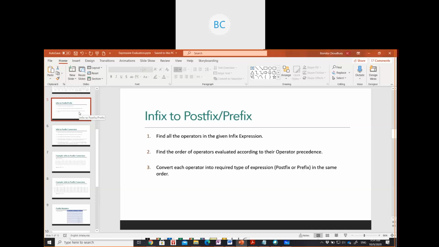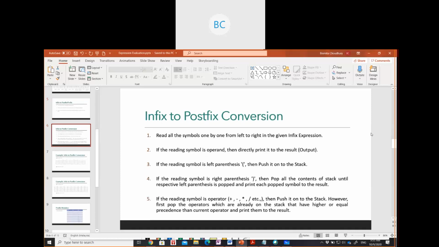So your first step will be to find all the operators in the given infix, then find the order in which the operators are evaluated according to their precedence, then convert each operator into the required type of expression in the same order. So this is just the basic thing. Now we need to check how we can convert it into postfix.